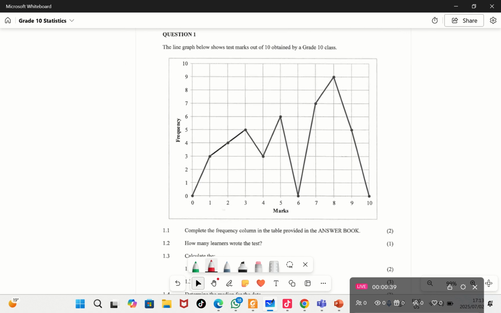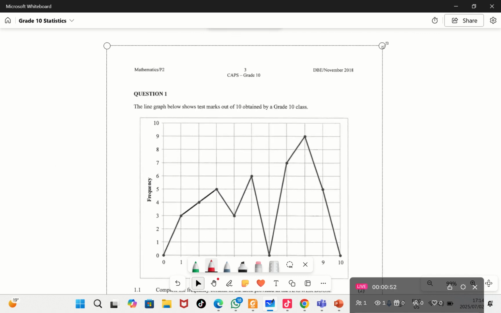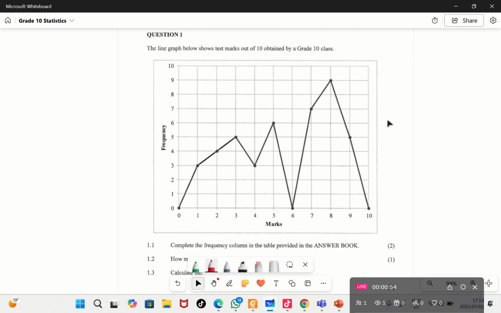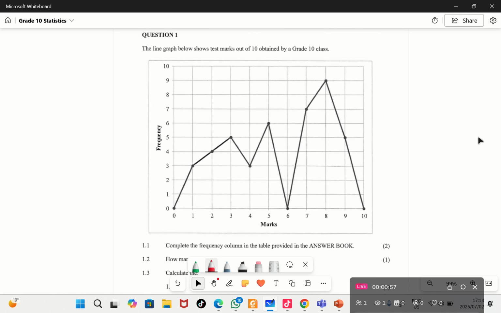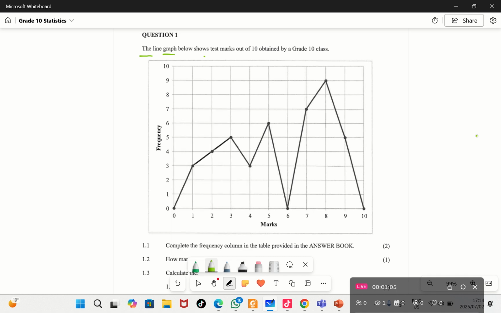Right, sharp. So whenever you're given data, information, you must always try to understand it. Do not just breeze through it and then rush to the questions. You end up making mistakes. So you must understand the data that you're given. So let us try to understand this information here. It says the line graph below shows test marks out of 10 obtained by a grade 10 class, sorry.